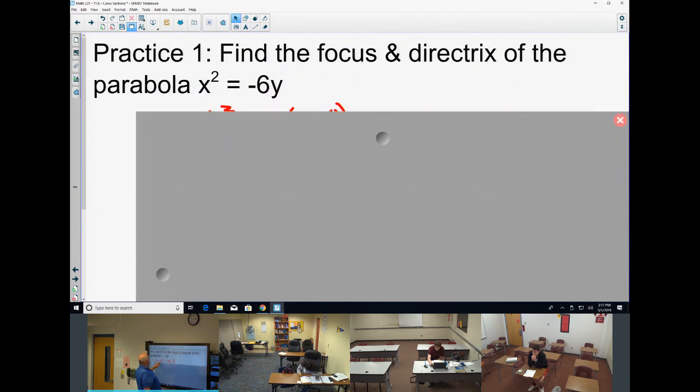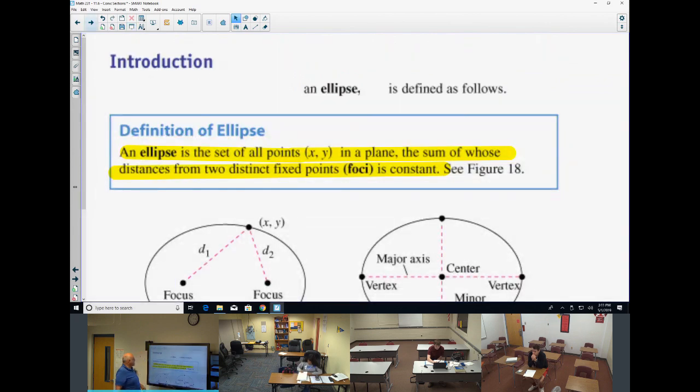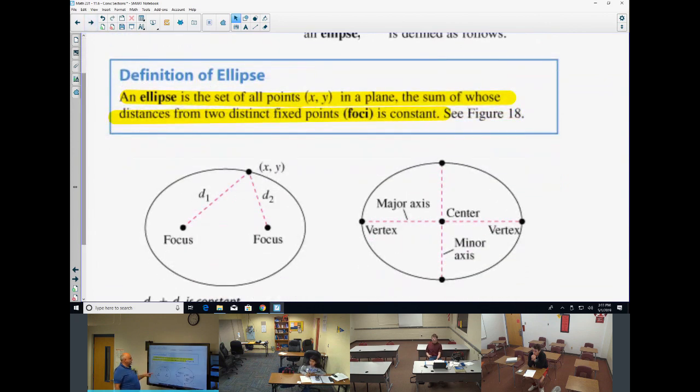So we're going to do the same thing: give you the standard forms and so on. All right, so what is an ellipse? An ellipse, like the circle, is the set of all points a given distance from a center. The ellipse is the set of all points where the sum of the two distances from two points, the foci, is always the same as you go around.